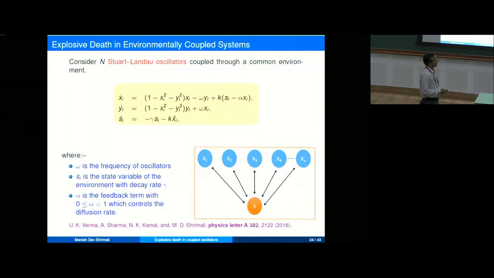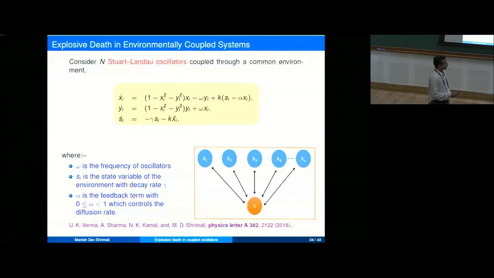So what we have considered is, again, identical Stuart-Landau oscillators, and they have their own environment. So we have not one environment, but N number of environments. In the absence of interaction, the environment decays with the decay coefficient gamma, and the environment is interacting with the mean-field component. The individual oscillators are connected with the environment with diffusive coupling, where alpha is the feedback term which controls the diffusion rate.